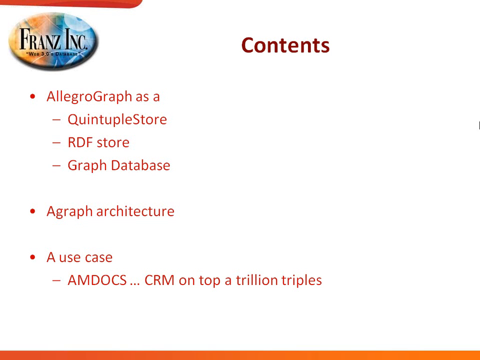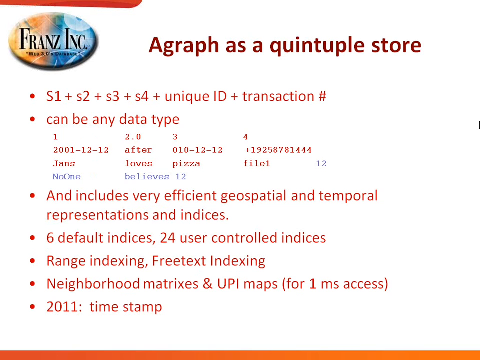I can say no one believes number 12. So no one believes that under some interpretation of this tuple, you could say, hey, this is a reified tuple, or you are a reified tuple. So in this quintuple store that we have, we do very efficient geospatial and temporal representations. You can sort these tuples in 24 different ways. Sorry. Default is six indices, but you can control whatever you want to do.